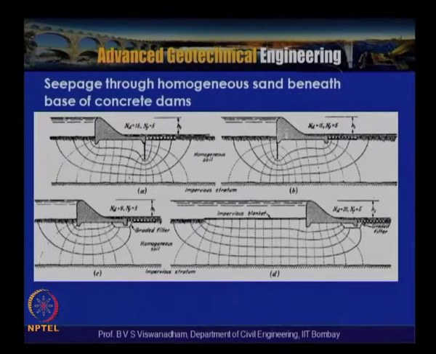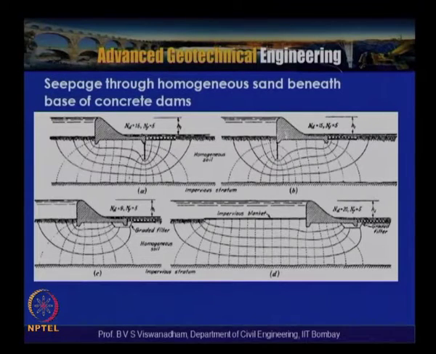In this particular slide, the seepage through homogeneous sand beneath the base of concrete dams is shown. Suppose you have a concrete dam with this configuration, and there is an apron layer placed here, and this is called the cutoff layer. Basically this cutoff layer is used to divert the flow away from the tail water level to increase the factor of safety against piping and other conditions. And here the cutoff can be in the downstream direction, or in the upstream direction also.